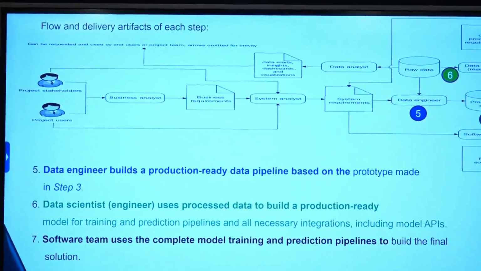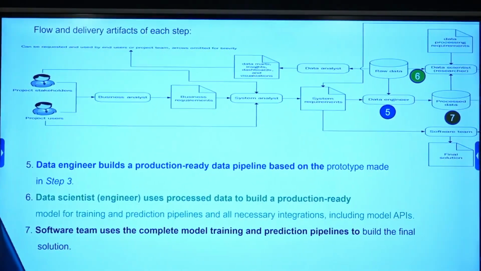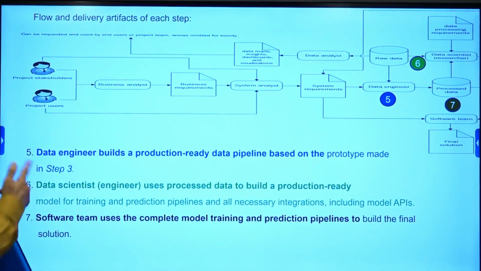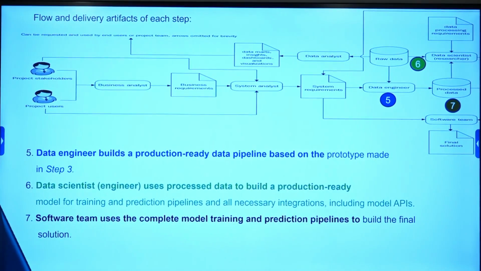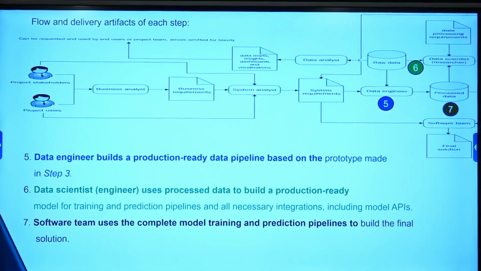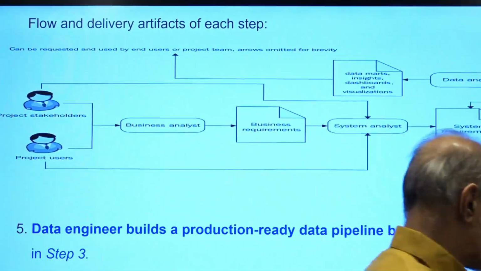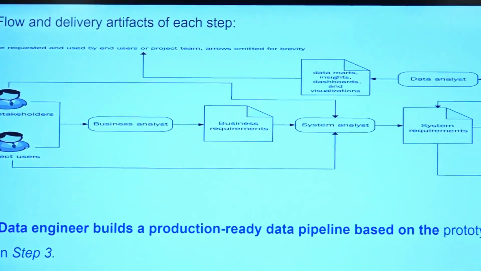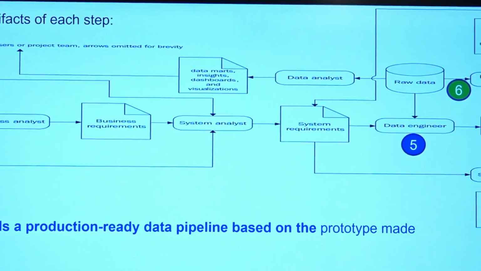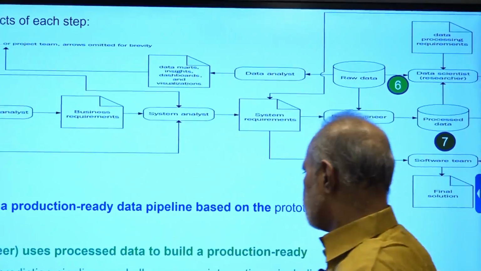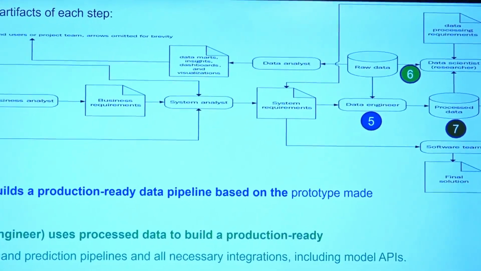Coming to the next one, 5th is your data engineer, who builds a production ready data pipeline based upon the prototype made in step number 3, the earlier step. Data science, that is number 6, you can see in the green color, okay, uses the processed data to build a production ready model for training and prediction pipeline, with all the integration including the model API, application programming interface. Okay, so all the languages give the API. Last but not the least, 7, the software team uses the complete model training and prediction pipeline to build the product.